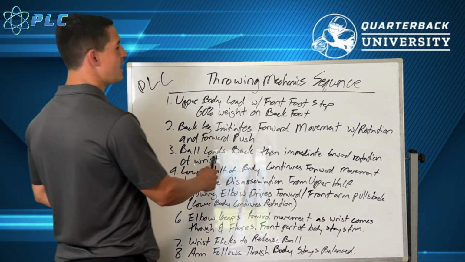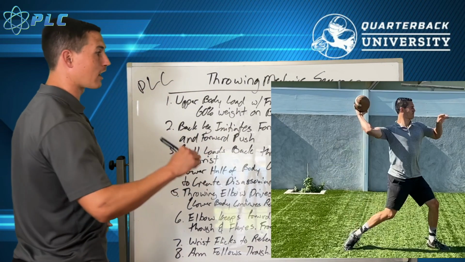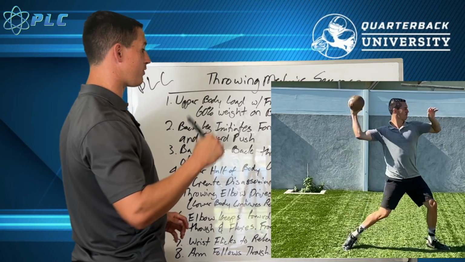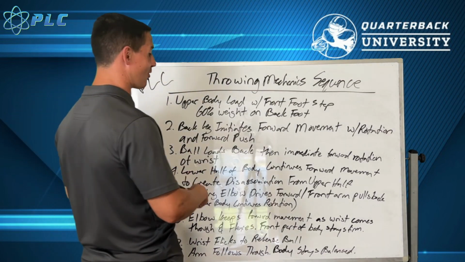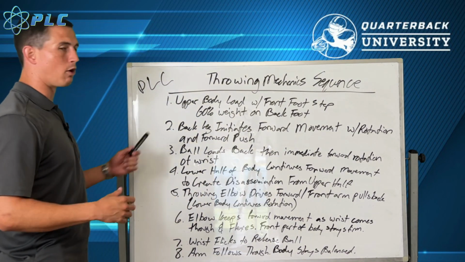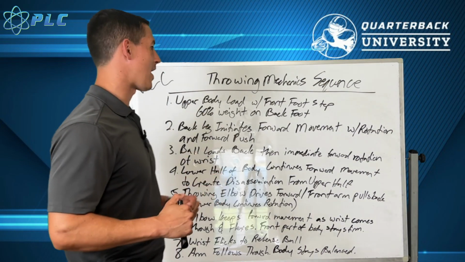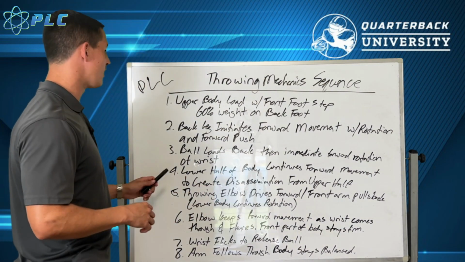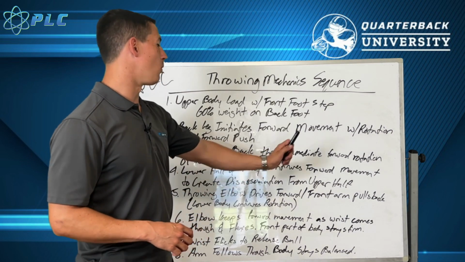Lower half of the body continues forward motion, right? So now we've loaded, we're getting the rotation of the pinky to make it so the wrist is facing straight ahead, the pinky's facing straight ahead, the nose of the football is facing straight ahead, or where it is that we're going to. If you're throwing a deeper or longer pass, the nose of the football is going to be a little bit more upwards. But the lower half is continuing the forward movement, right?